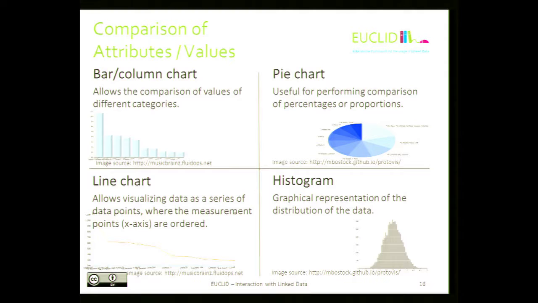So, comparing values. Say if you're interested in the absolute sizes of a value, you may use a bar chart. If you're interested in percentages, relative values, you may use a pie chart. If you're interested in, for example, showing the result of a query along an axis, you may use a line chart. And if you're interested in the distribution of the data over certain values, there's always the possibility of a histogram.